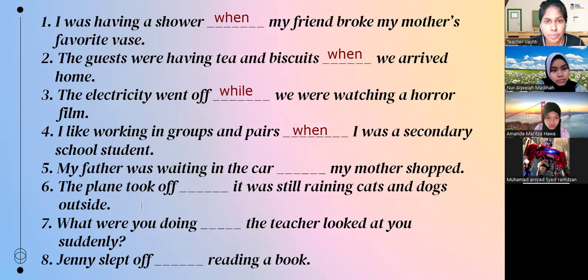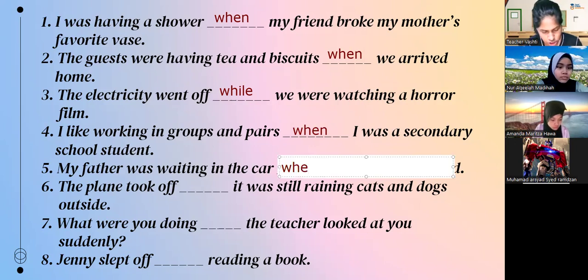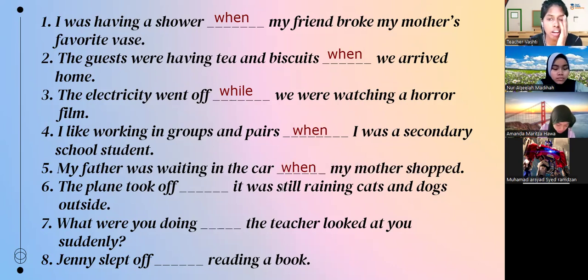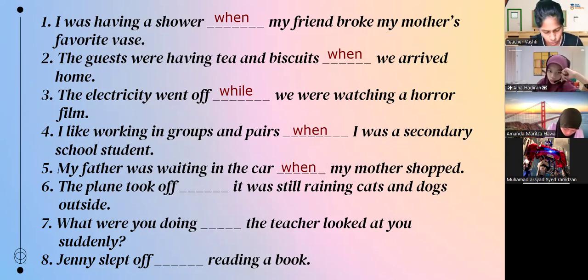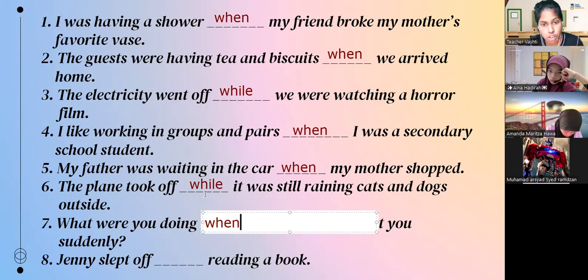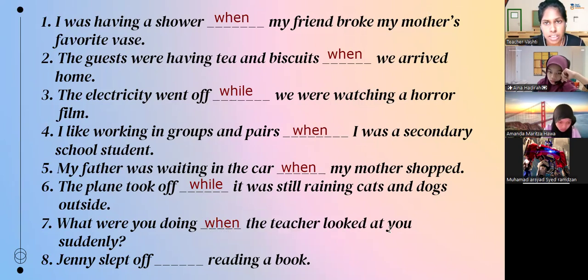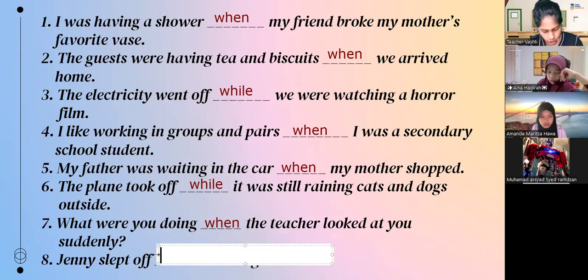Number 5. When. Okay. When. My father was waiting in the car. Ada ing. Next one. The plane took off. While. While, because past tense comes in front. What were you doing? When, because you have ing and then past tense dekat belakang. Jenny slept off while reading a book. All right.